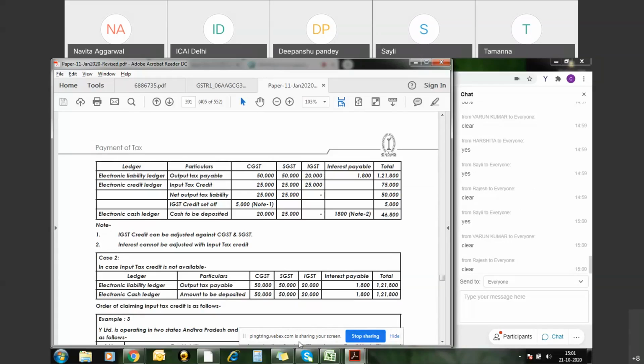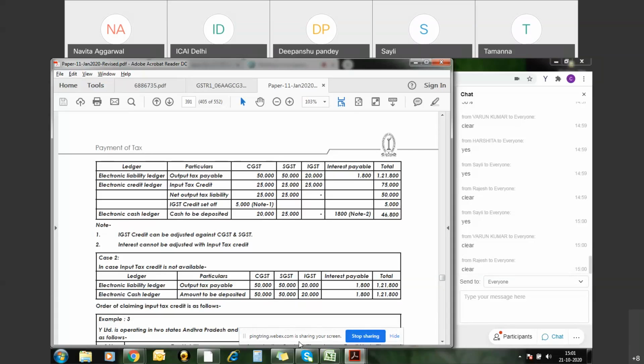Okay. Now case number 2, that is when no ITC is available in the books. This Mr. A has only made the outward supplies, or must have made inward supplies but nothing is left over. So simply what you do, whatever is the liability, when there is no ITC available, you will pay all the liability by way of cash. Clear? The case 2 also.